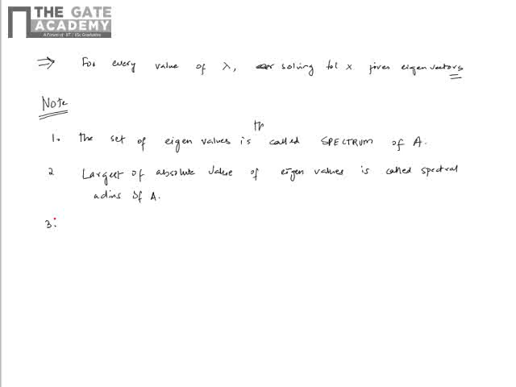Multiplying the eigenvector by a scalar and multiplying by the matrix A gives the same result. That's the point. And for a given eigenvalue there can be different eigenvectors. This is an important point, and when we solve one example, it will be clear.